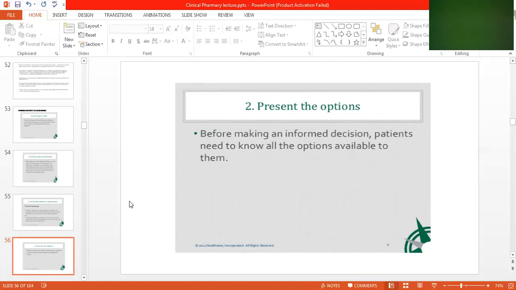Should I go for the operation, surgery? Should I give certain medicine to you? Or we will go for some alternative medicine like homeopathic, acupuncture, or herbal or something else. So present the options of the treatment before making any informed consent. Patients need to know all options available to them.